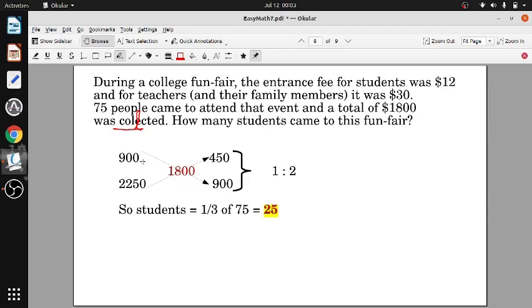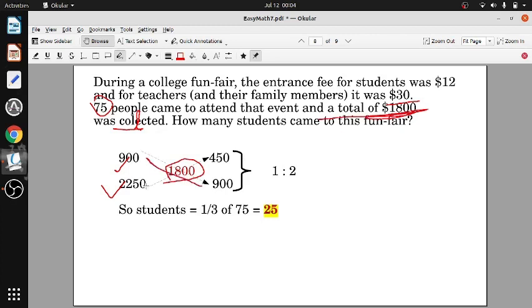So the minimum would be if all are students. If all the 75 are students, the minimum collection would have been 75 into 12, 900. The maximum collection would be if all are teachers. If all are teachers, 75 teachers, each $30, 75 into 30, 2250. But with a mixture of teachers and students, the collection is 1800.